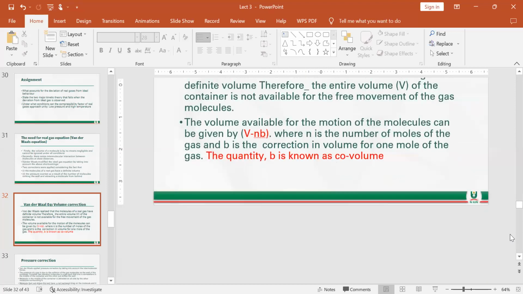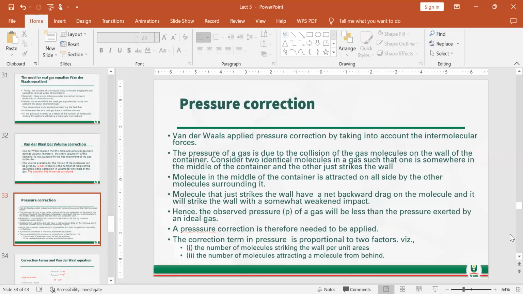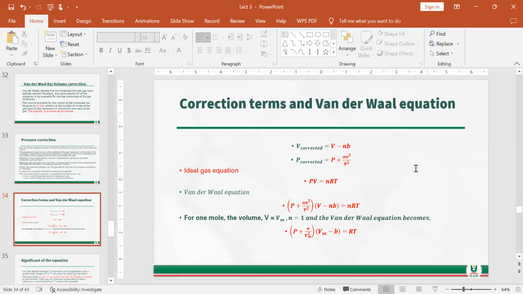And the pressure is actually higher. I will not take you through reading all this, but I'll take you straight to the van der Waals equation. This is the van der Waals equation. The actual volume is now given as V minus nb, and then the corrected pressure is P plus an squared over V squared. Here n is the number of moles, and a and b are called van der Waals constants.